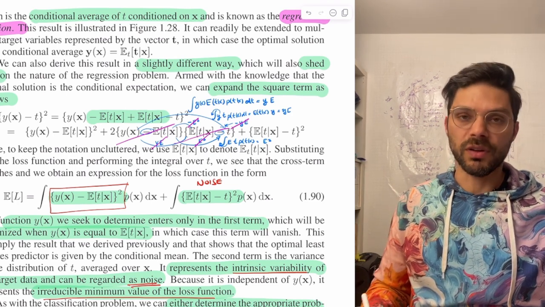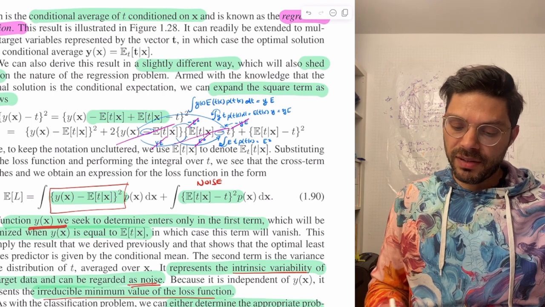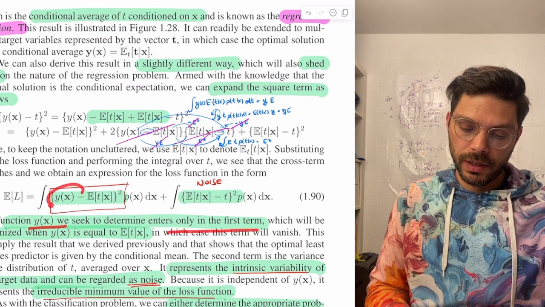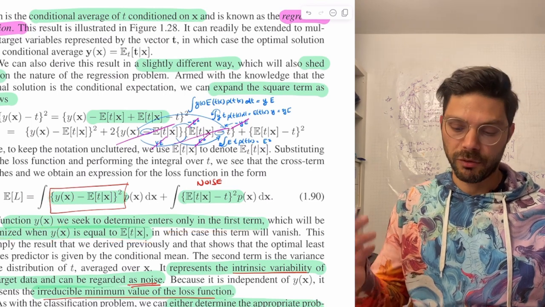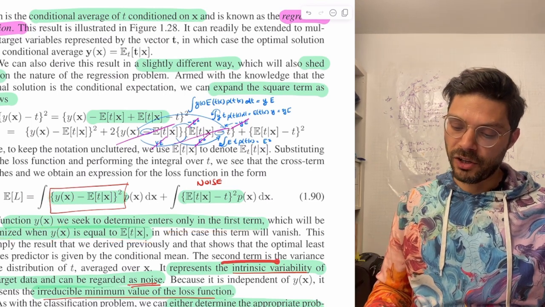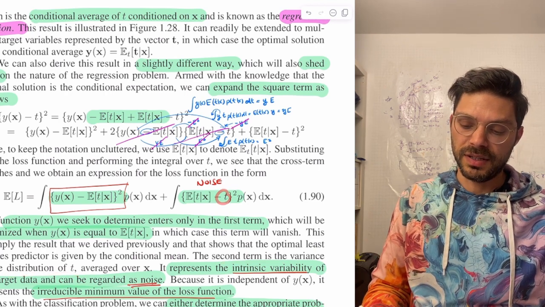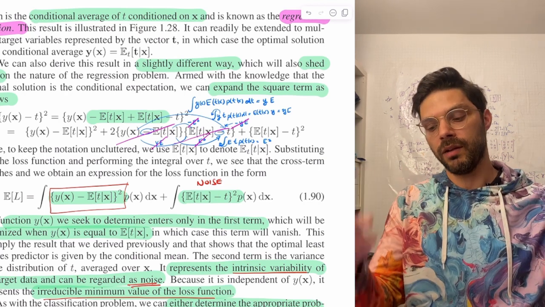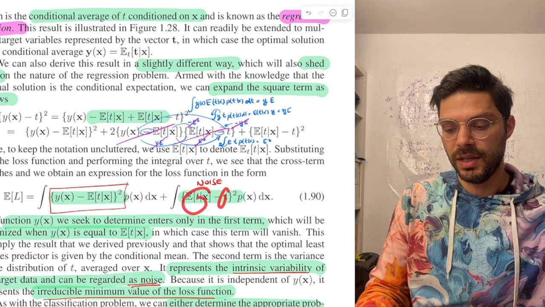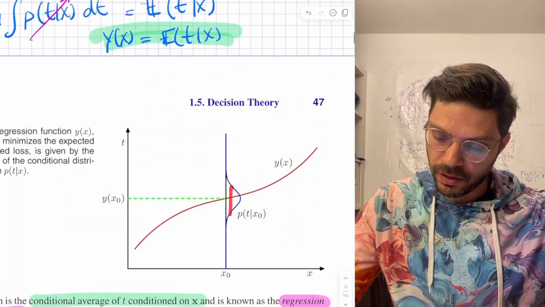So yeah, that's pretty cool. And that's what he talks about here. The y of x appears only in the first term, and it's minimized when y of x is equal to the expectation of t given x. So that's what we do. The second term is the variance of the distribution of t. So this is t minus its mean, given the value of x. So this thing is the variance of t. We actually saw it.